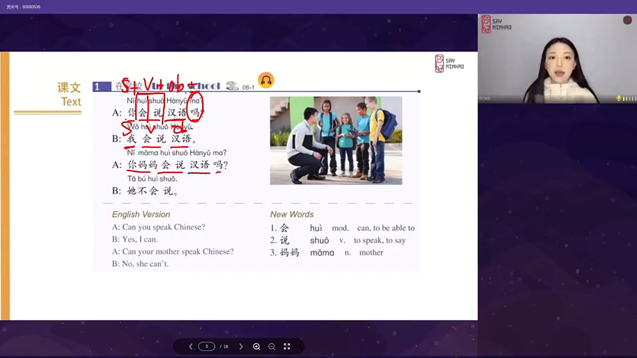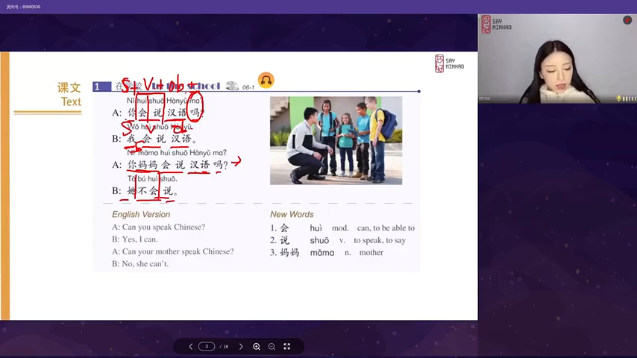Next sentence, 你妈妈会说汉语吗? 你妈妈 actually is 你的妈妈, your mother, right? But because mama is a kinship to 你, we can omit 的 here. So we just simplified 你的妈妈 to 你妈妈. Okay, 你妈妈 is the subject of this whole sentence. And 会说 can speak, 汉语 can speak Chinese. Can your mother speak Chinese is the meaning of this one. And B answered, 她不会说. Okay, this is the negative form of 会, with 不会, which means can't. She cannot speak.